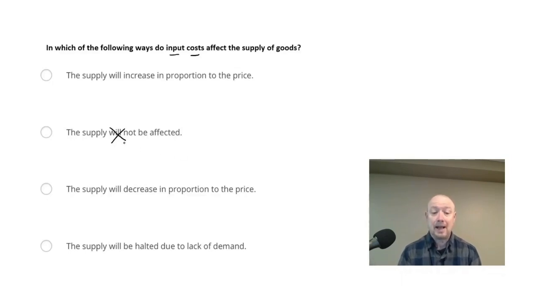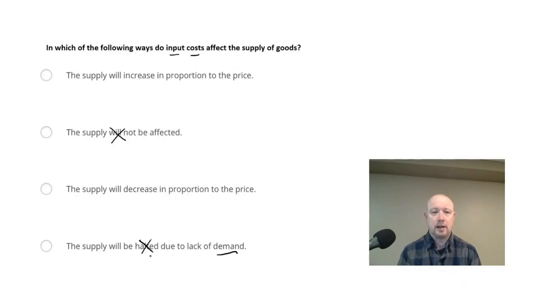I'm going to eliminate the last choice, the supply will be halted due to lack of demand. Well, demand may be driving up your input costs. So you keep buying a certain material that you need for your product, and you're having a hard time securing that material because of demand. So it's not because of a lack of demand, it's because of a high demand. So I'm going to eliminate that choice.